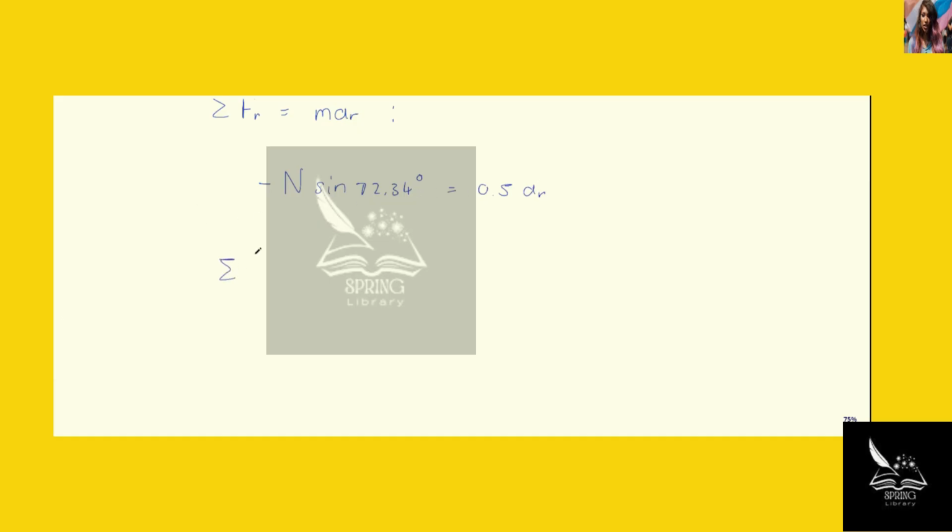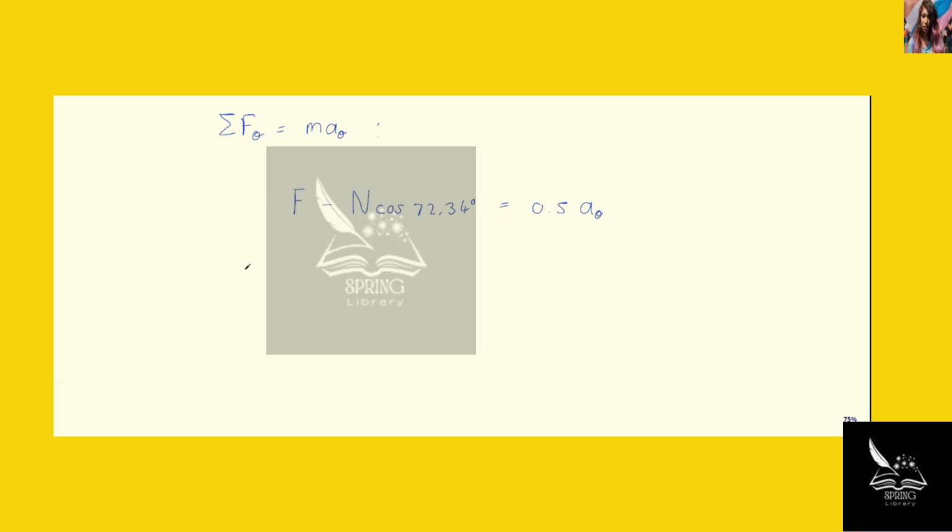Similarly, the sum of all the angular forces F theta is equal to m times a theta. And so from here we can see that along the theta axis, this is F minus N times the cosine of 72.34 degrees, and this is equal to 0.5 a theta.